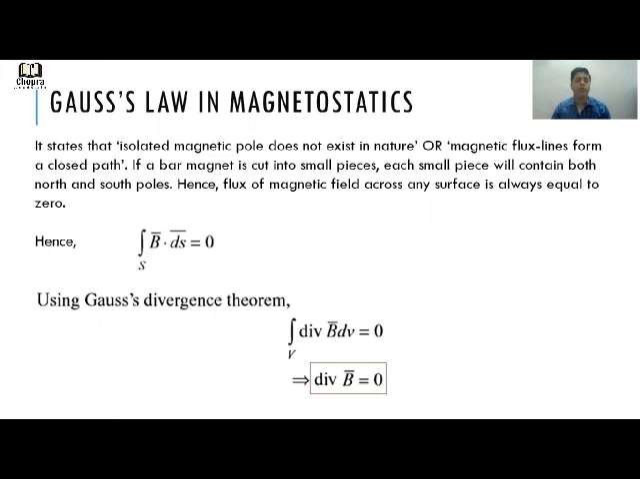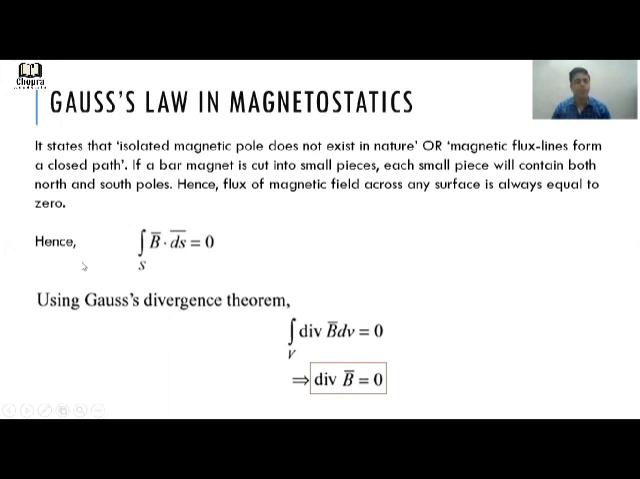Now we go to the Gauss law in magnetostatics. It states that an isolated magnetic pole does not exist in nature, or magnetic flux lines form a closed path. If a bar magnet is cut into small pieces, each small piece will contain both north and south poles. Hence, flux of magnetic field across any surface is always equal to 0, which implies the integral form: surface integral B dot ds is equal to 0.